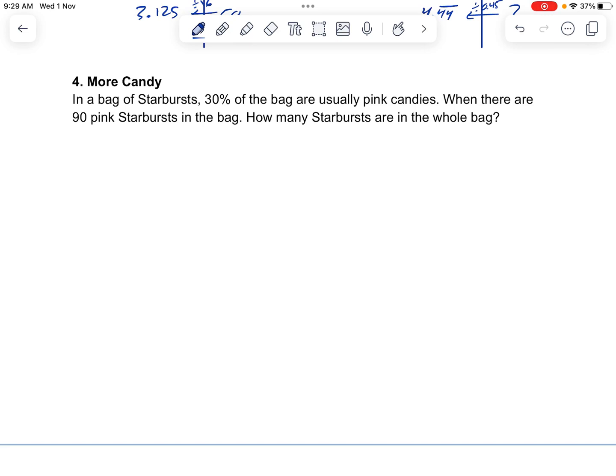Okay, so this is a percent question, and I'm going to use a double number line. I used some tables up above. I could have used a tape diagram. Maybe I'll use a tape diagram a little bit later on, but I'm going to go ahead and use a double number line to start here.